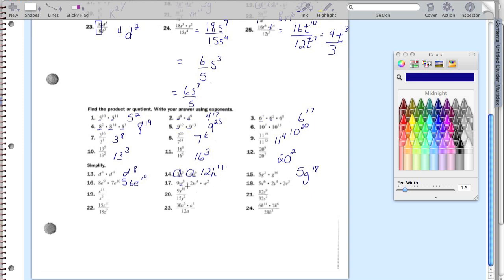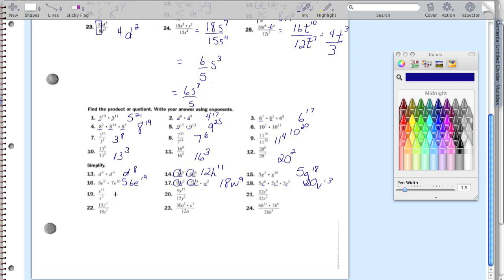With number 17, focus on your base first. 3 plus 4 plus 2 is w to the 9th, and then multiply your coefficients. 9 times 2, 18. In number 18, we're going to multiply. We have our bases, v. We're going to add 6 plus 4 plus 3. We get v to the 13. We're going to multiply 5 times 2 times 2 and get 20.